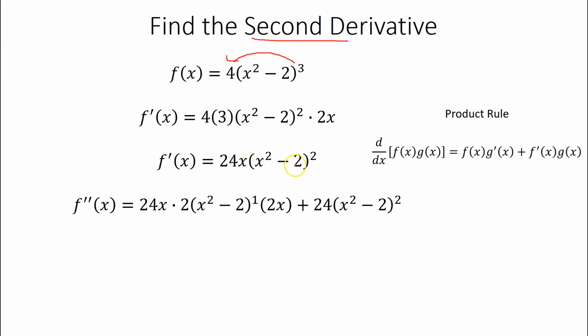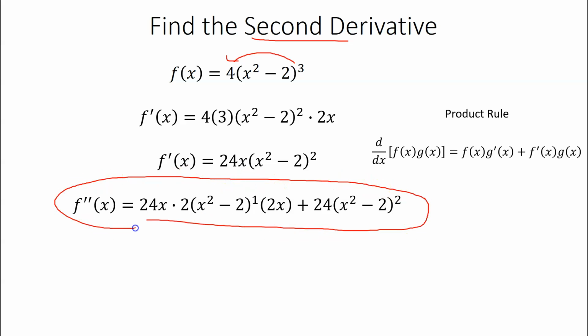First times the derivative of the second, which requires me to use the chain rule. Put the 2 out in front. Here's my u to the first times the derivative of the inside, plus the derivative of the first thing times the second. Okay, so there's technically my second derivative. I am going to simplify it.